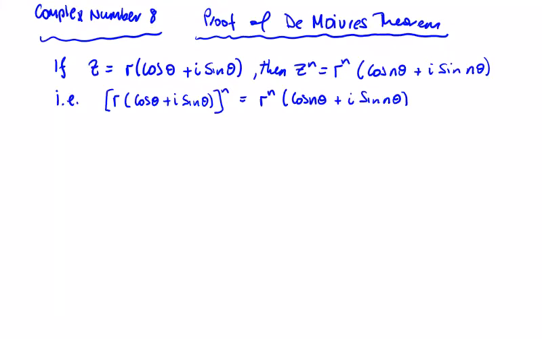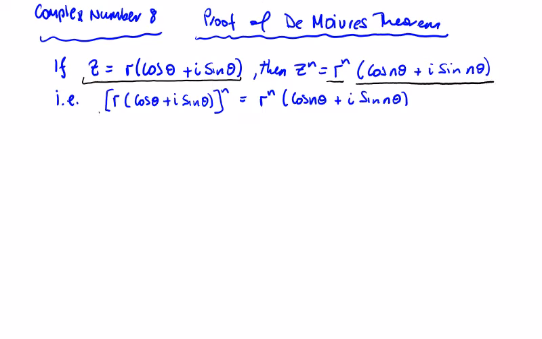In this video, we're going to look at the proof of De Moivre's theorem. So if a complex number z is equal to r times the cos of theta plus i times the sine of theta, then z to the power of n, or complex numbers to a power, is equal to the modulus to the power of n, r to the power of n, multiplied by the cos of n theta plus i times the sine of n theta.